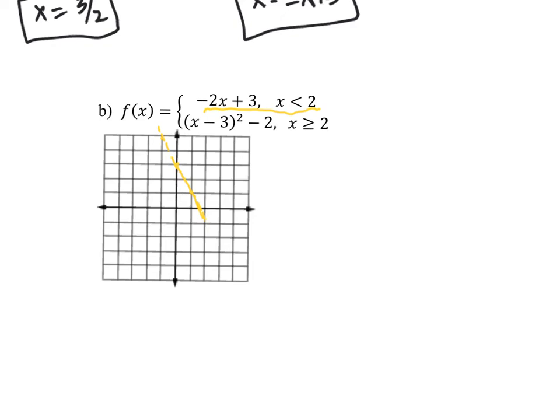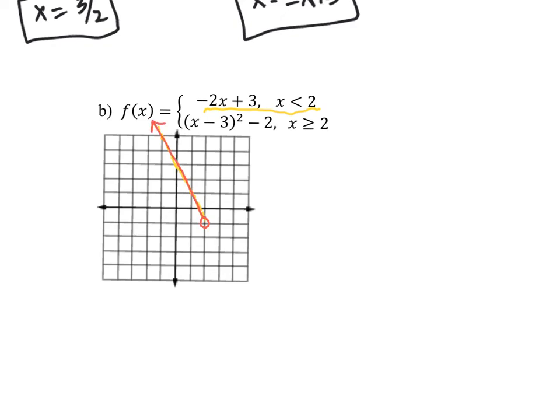Okay, so at 2, it cannot equal 2. So at x is 2, I want to get an open circle, and that point should be labeled clearly. It is at 2, negative 1. If I plugged in x equals 2 in this equation, I would get negative 2 times 2, negative 4, plus 3. So at 2, negative 1, there's an open circle. And then x is less than 2 is going to be on the left side of this line.